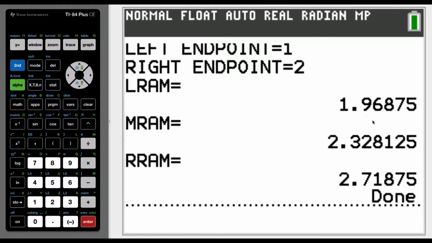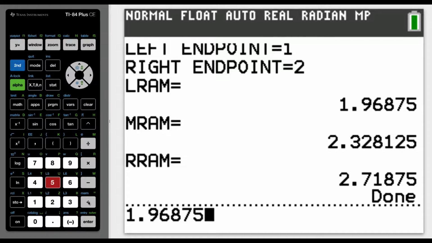So here's our 3 different rectangular approximations. To do our trapezoidal rule, we said that we were going to take our left approximation, which is 1.96875. We were going to add that to our right approximation, 2.71875.